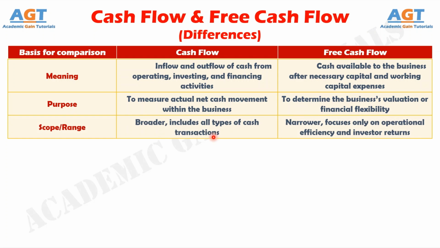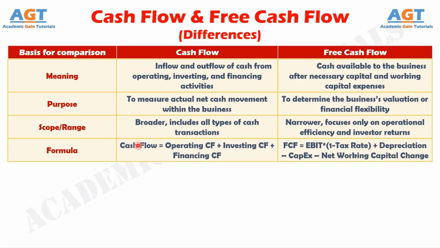Number 3. The scope of cash flow is broader since it includes all business activities, whereas the scope of free cash flow is more limited and focuses mainly on operational efficiency. Number 4. Cash flow is calculated by adding operating, investing, and financing cash flows. On the other hand, free cash flow is derived using EBIT, tax adjustments, depreciation, capital expenditure, and working capital changes.